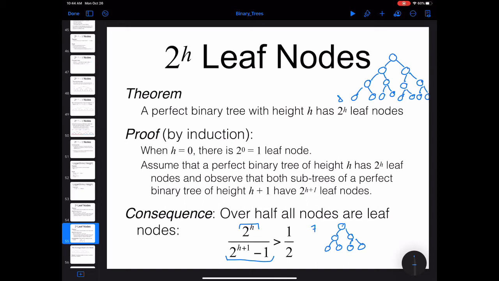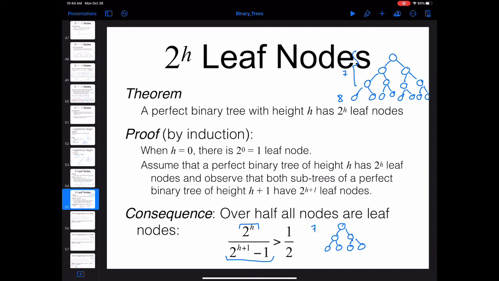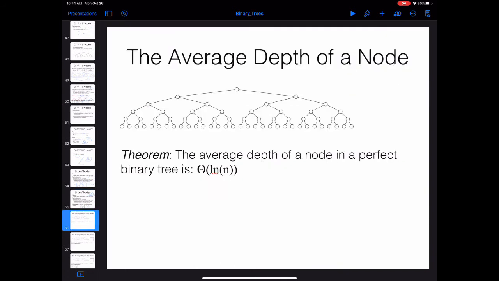Right? 8 of them are here. All the other nodes are going to be just 7, and then 8 of them are going to be leaf nodes. This is interesting because this is going to actually lead us to the next theorem. The next theorem is about the average depth of a node in a perfect binary tree. This theorem tells me that the average depth of a node in a perfect binary tree is going to be log of n.